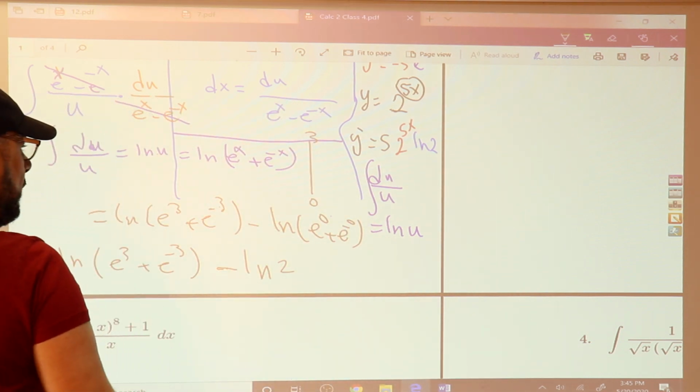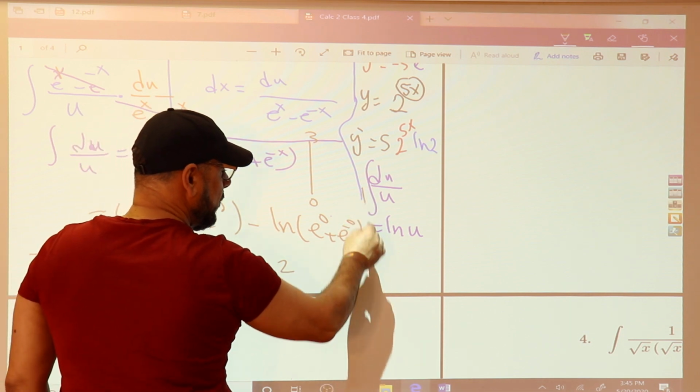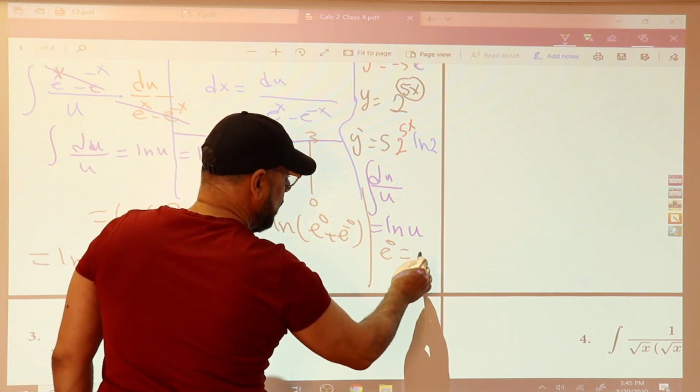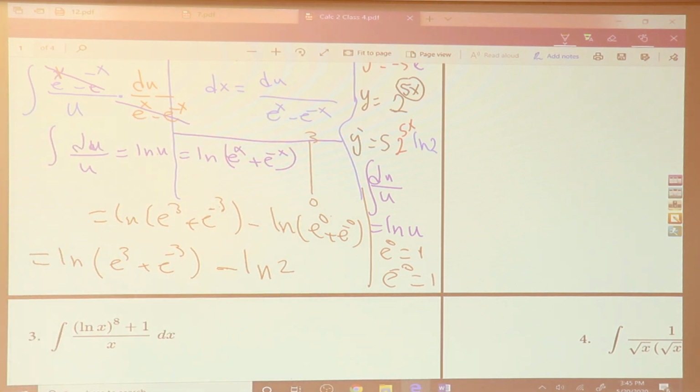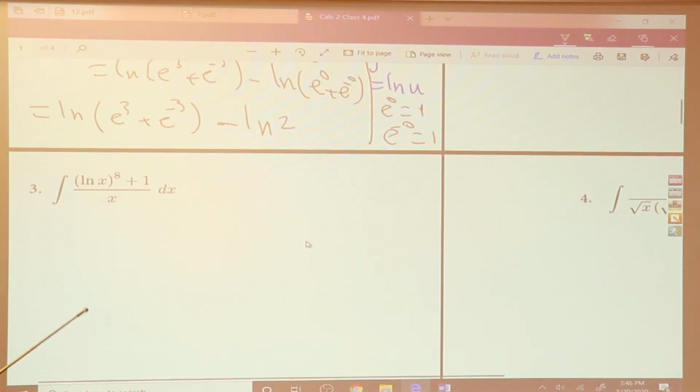Okay. Why ln 2? Because e to the 0 equals 1, and e to the negative 0 is 1. That's it. e to the 0 and e to the negative 0 is 1. Let me go to number 3.